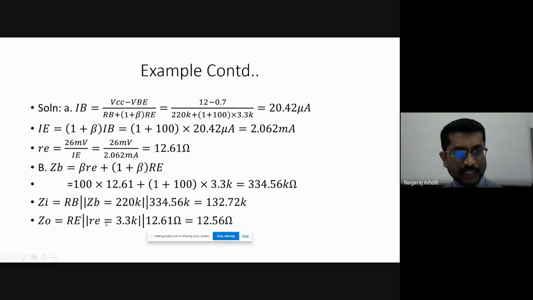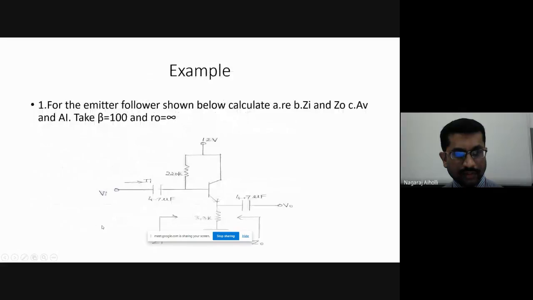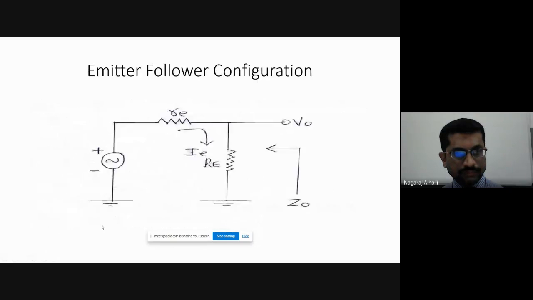Then the output impedance Z0 is capital RE parallel small re, where we came across this equation.